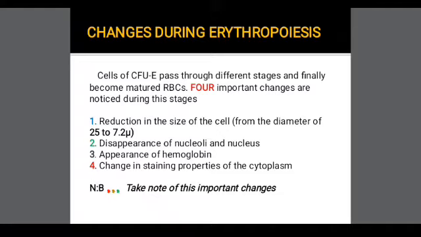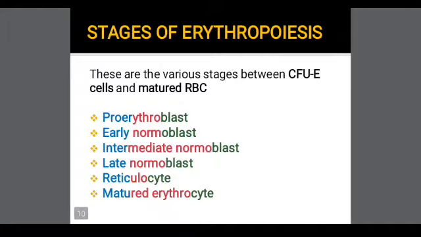Number 2 is the disappearance of nucleoli and nucleus. Number 3 is the appearance of hemoglobin. And number 4 is the change in staining properties of the cytoplasm. So let's take note of these important 4 changes: reduction in the size of the cell, disappearance of nucleoli and nucleus, appearance of hemoglobin, and change in staining properties of the cytoplasm. Now let's look at the stages of erythropoiesis.